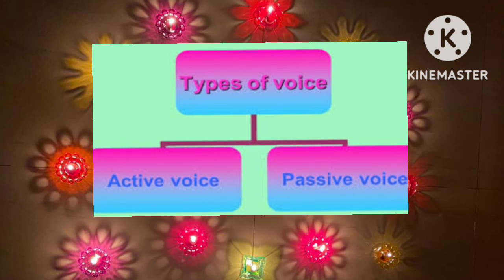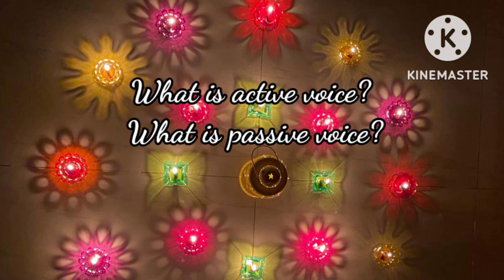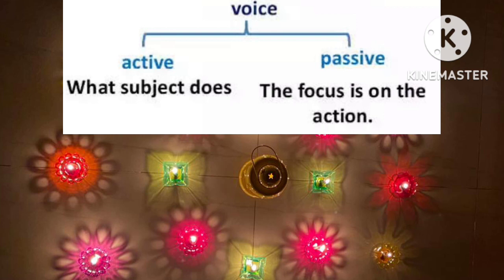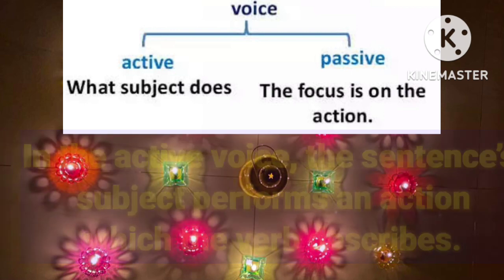In English grammar there are two types of voices, active voice and passive voice. Let's know what is active voice. Guys, in active voice, the subject of the verb performs an action which the verb describes. That means a sentence has a subject that acts upon its verb. Active voice mainly focuses on the action.